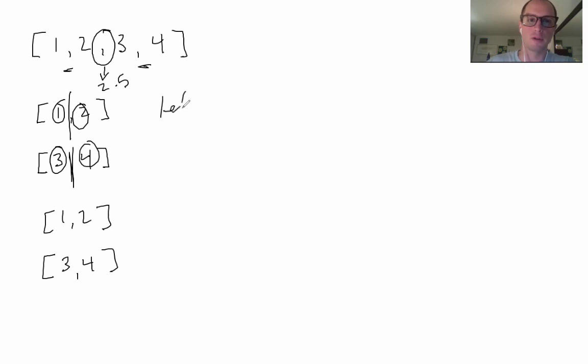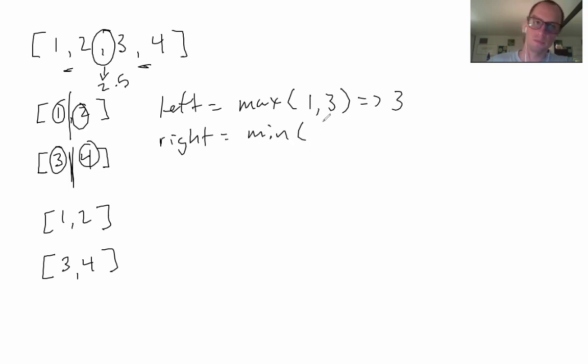And as we did before, left is equal to the max of 1 and 3, which is 3, and then right is equal to the min of 2 and 4, which is 2. So we ask ourselves again, is left less than or equal to right? It is not. So this is false, right? So we then do our comparison again, where we compare this number to the right value of the other array.